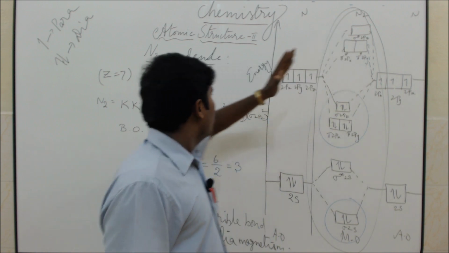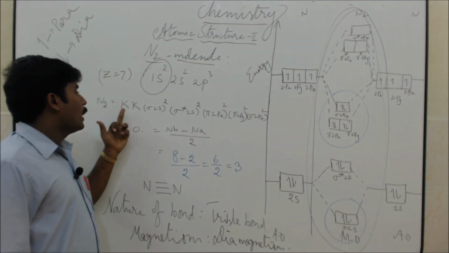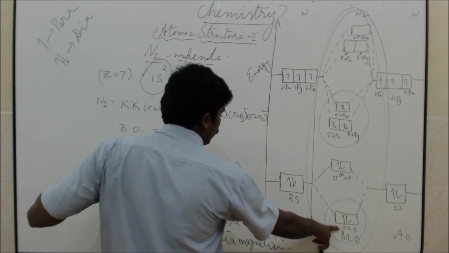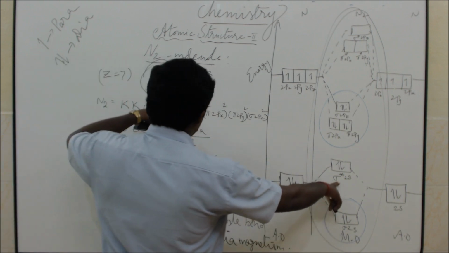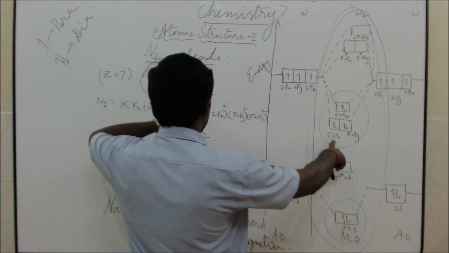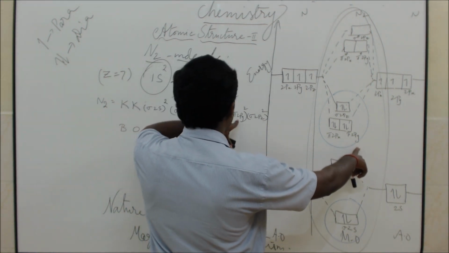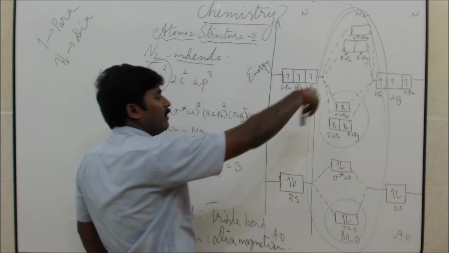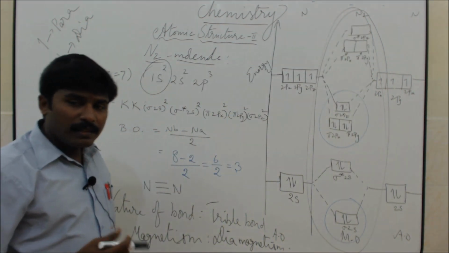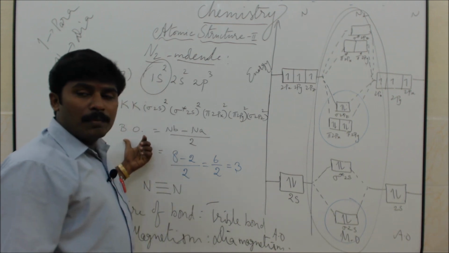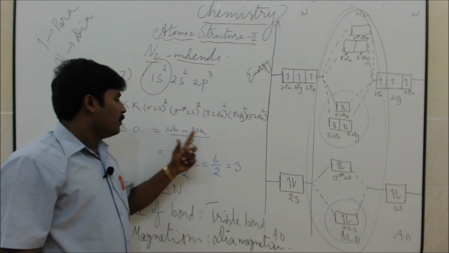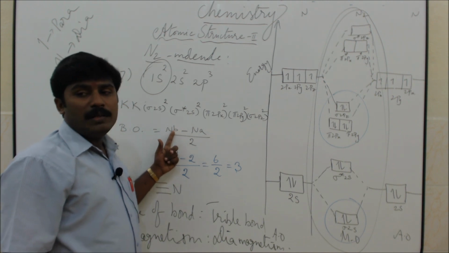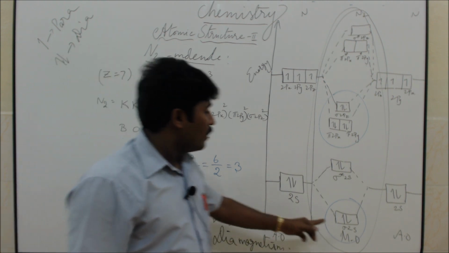Now we are going to write the molecular electronic configuration. Instead of 1s, KK, then sigma 2s 2 electrons, sigma star 2s 2 electrons, pi 2px 2 electrons, pi 2py 2 electrons, sigma 2pz 2 electrons. No electrons in the anti-bonding level, so no need to indicate it. Then you have to count the bond order. Bond order is equal to (Nb minus Na) by 2. Nb means the number of electrons in bonding molecular orbitals.